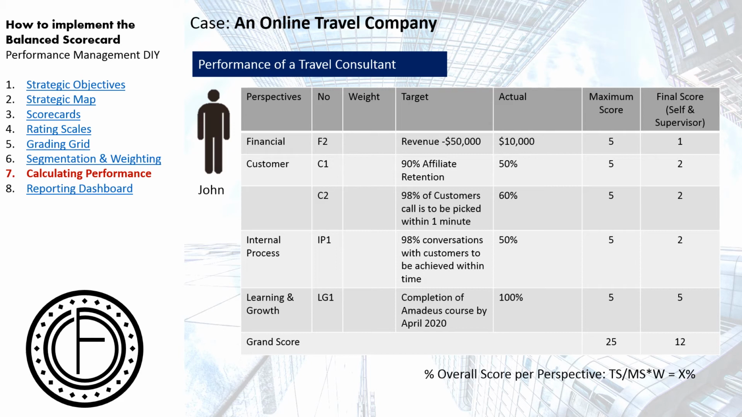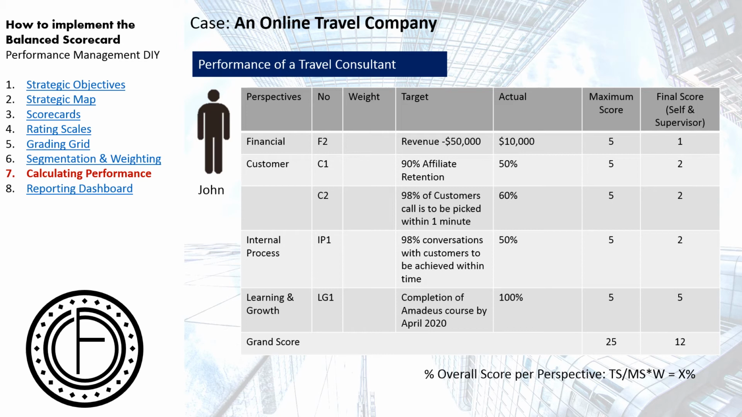Under internal process, 98% conversations with customers to be achieved within time. He was able to do 50%. Under learning and growth, completion of the Amadeus course by April 2020. He was able to achieve that probably before April 2020, and he got his 5. So now if you do a computation of all of this, it will give you an idea of where John belongs within the grading grid.